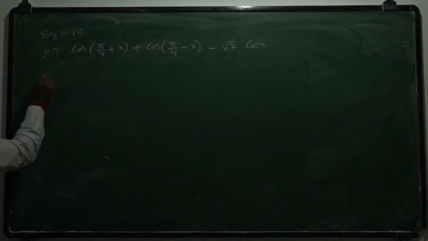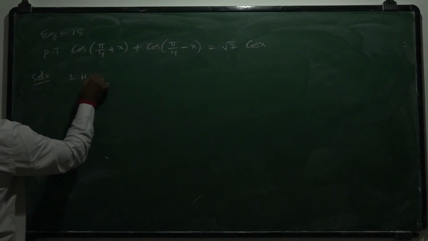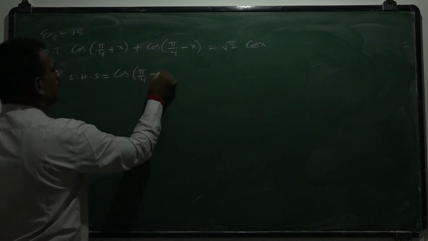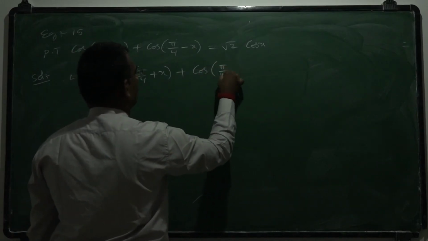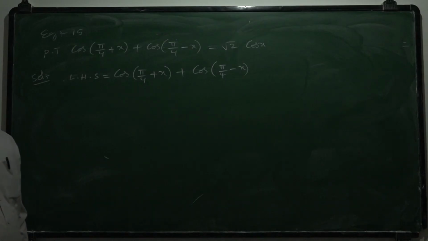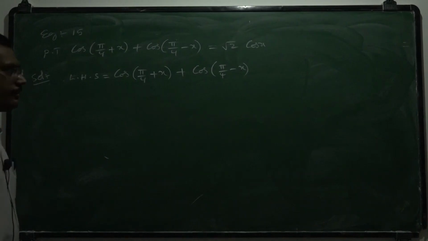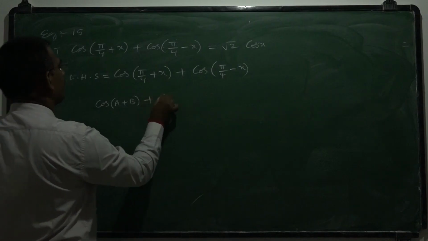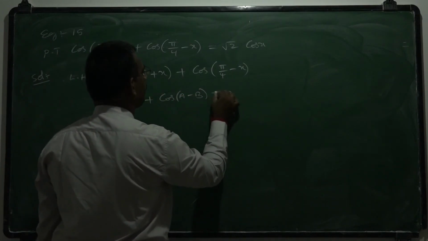So first we take the left hand side: cos pi by 4 plus x plus cos pi by 4 minus x. This is in the form of cos a plus b plus cos a minus b. So what is cos a plus b plus cos a minus b? It is equal to 2 cos a cos b.